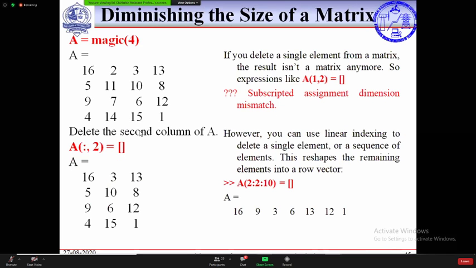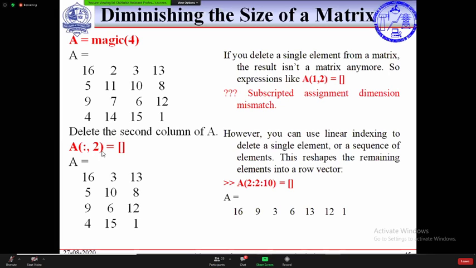Okay. Now we go for this one again. Diminishing the size of the matrix means I want to remove some of the elements in the matrices. So how is it possible? Let us see. We know already A of colon comma 2 means what? You are calling only the second column elements. Do you remember this command or not? This is A of colon comma 2. It will be calling the second column elements.